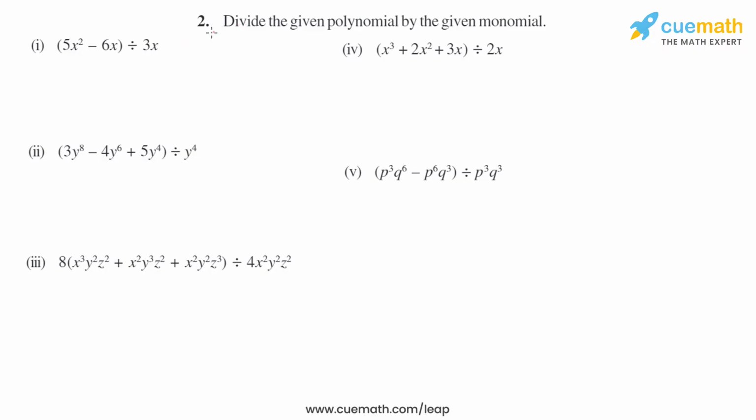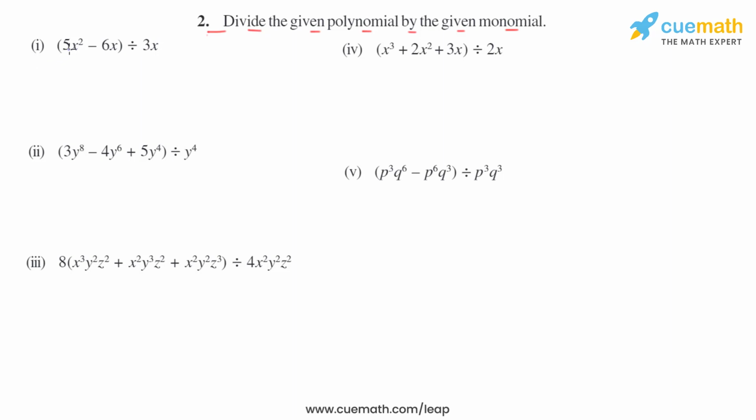Second question says divide the given polynomial by the given monomial. So you can see in each of the parts there is a polynomial and it has to be divided by a monomial. So let's start with the first one, 5x square minus 6x divided by 3x.